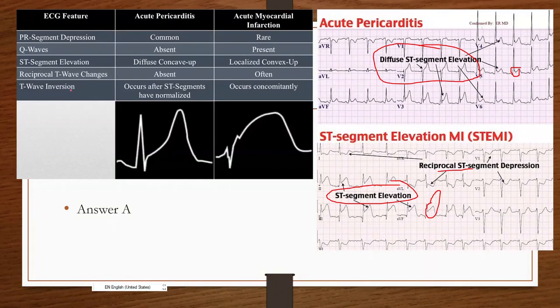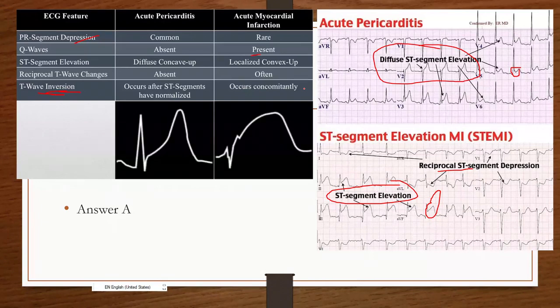So this table again gives you some important differences. PR segment depression is common in acute pericarditis. Q waves in MI, but may not be present always. STEMI, again, we discussed, concave in pericarditis, and reciprocal changes are absent in pericarditis. When it comes to T wave inversion, in STEMI, you usually see T wave inversion as a reciprocal change, or most of the time as a reciprocal change. But in pericarditis, you can get T wave inversion, but not at the same time with the ST elevation.